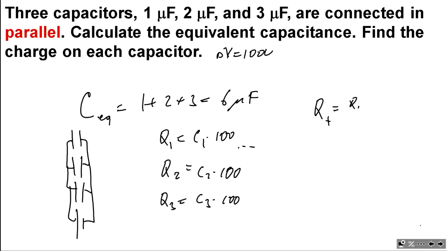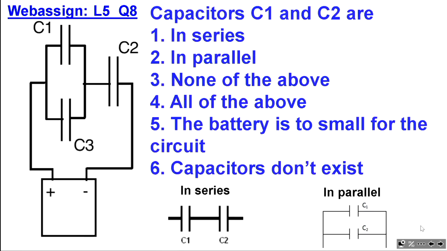Well, we have 2 options to find it. We can add the charges on individual capacitors, or we can calculate C equivalent times 100. Question. I want to ask a question. Maybe it will be the last question I want to ask you today. What do you think in this situation?